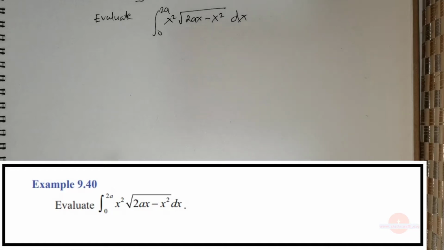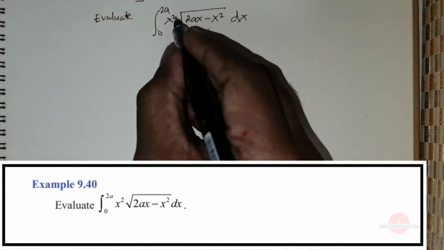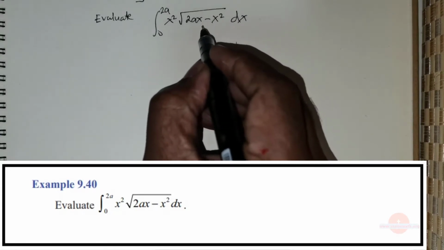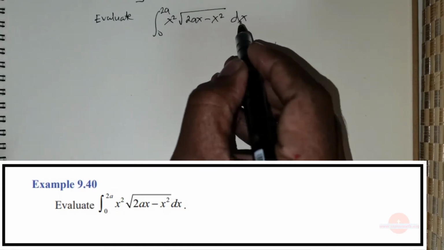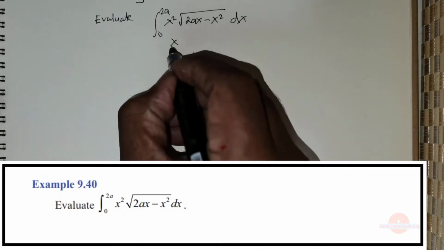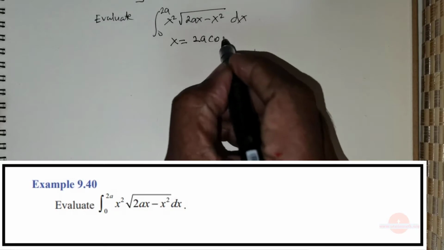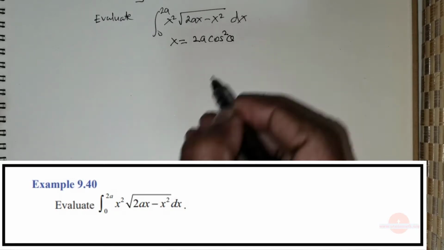Students, we are given this question. We are expected to evaluate the integral from 0 to 2a of x squared times the square root of (2ax − x squared) dx. So I would make the substitution x equal to 2a cos squared theta.